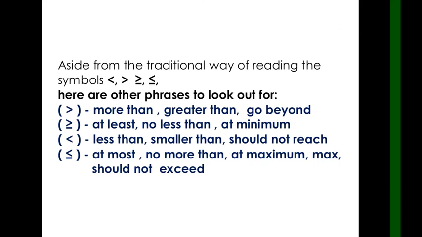Aside from the traditional way of reading the symbols, greater than, less than, greater than or equal, or less than or equal, here are some phrases to look out for. This symbol can be read as more than, greater than, or go beyond. This one can be read as at least, no less than, at minimum. This one is less than, smaller than, should not reach. And for this one, that is at most, no more than, at maximum, should not exceed.